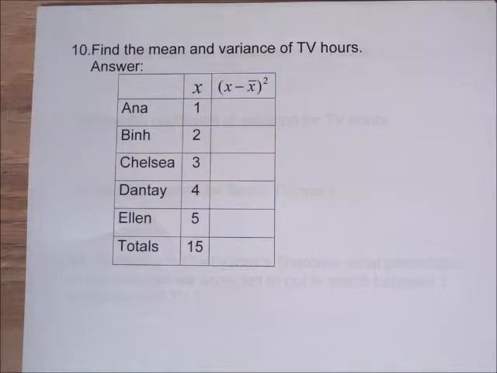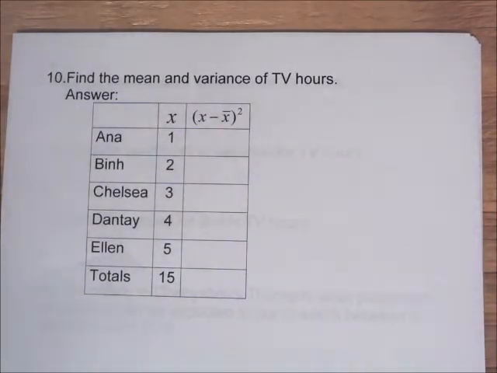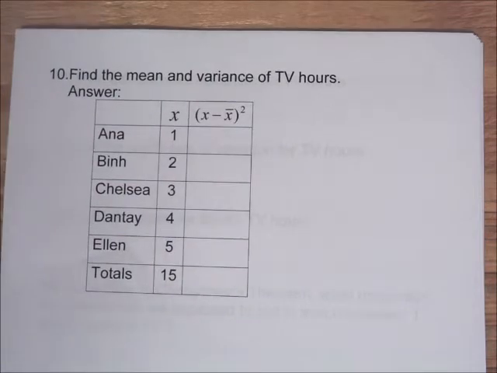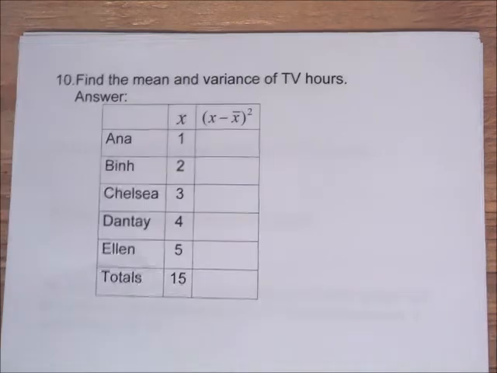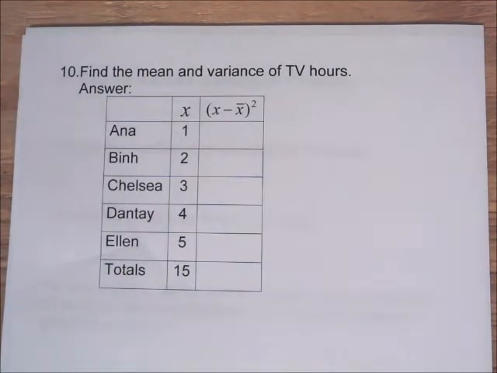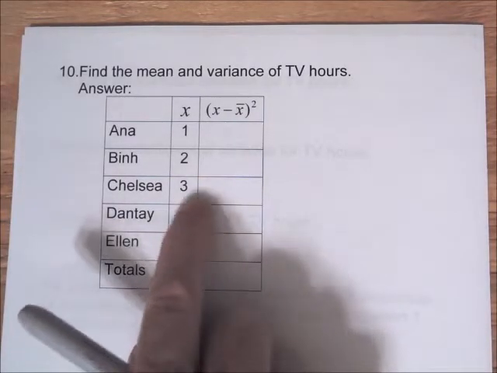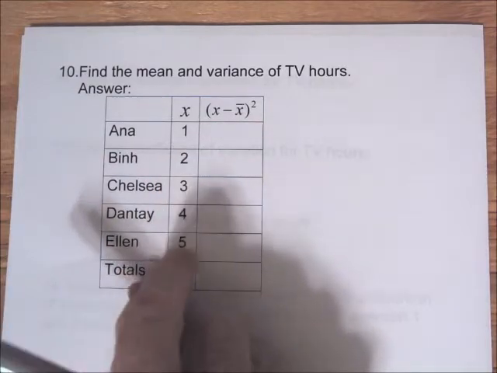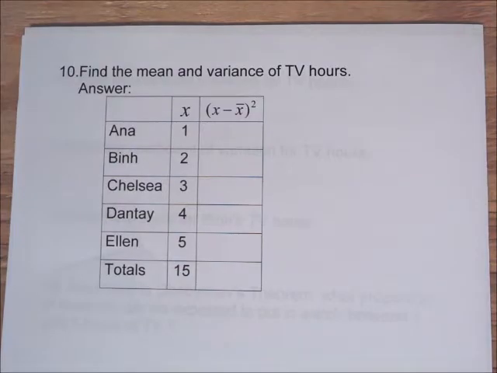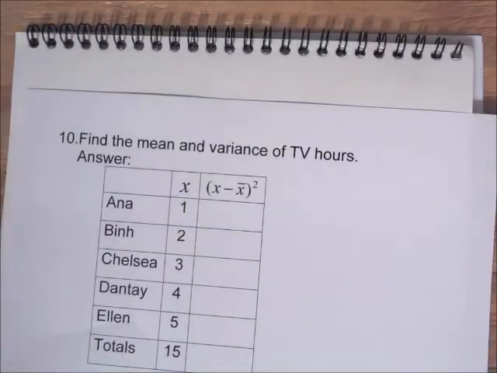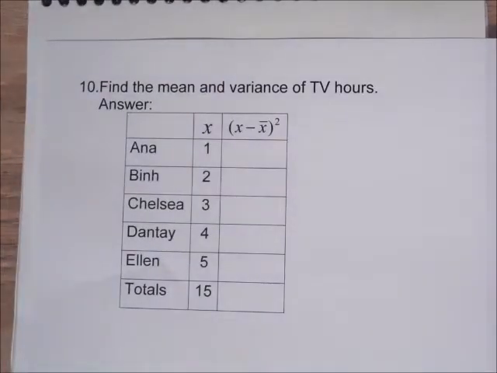So here are some examples where we can actually apply some of these formulas. In this data set, we have 5 students and I seem to be missing the little data set. But we have 5 students and 2 variables. These are the amount of time the students spent watching TV, and the amount of time they spent doing homework. We want to see how these two variables relate, but let's first just focus on the TV hours.